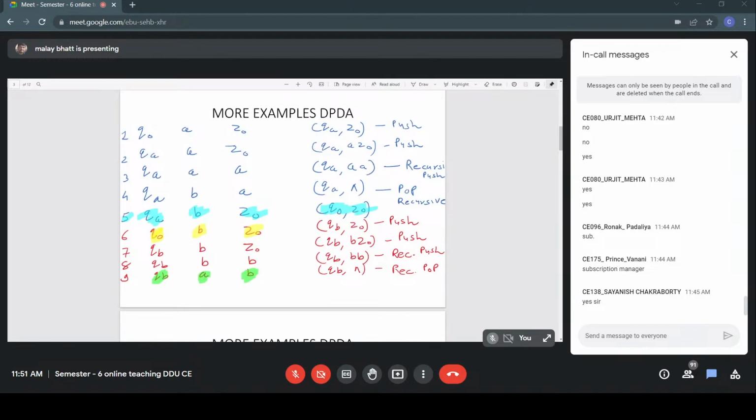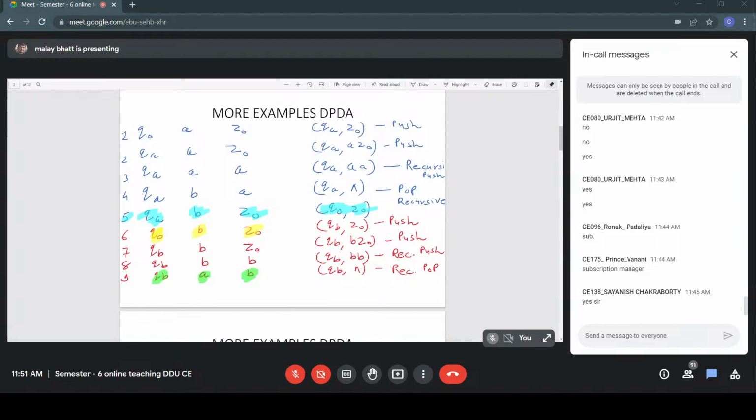B is in the input, Z0 is on the top of the stack, and our state is QA. So this time it tells that we have used all the A's from the stack, but still we have one A left with us. It is in QA state, so I can utilize that A which is with QA state.